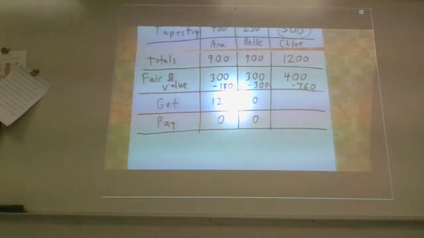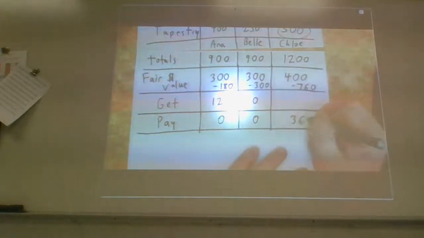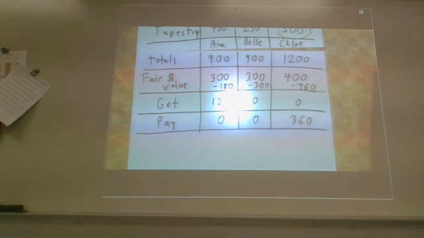Going to subtract that. Clearly, it's going to be a negative number, but I'm not going to label it as negative. It's just that she has to pay that amount. She has to pay $360. It's like she's the net money negatively walking away.